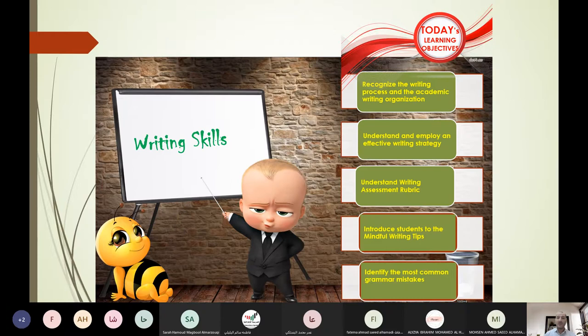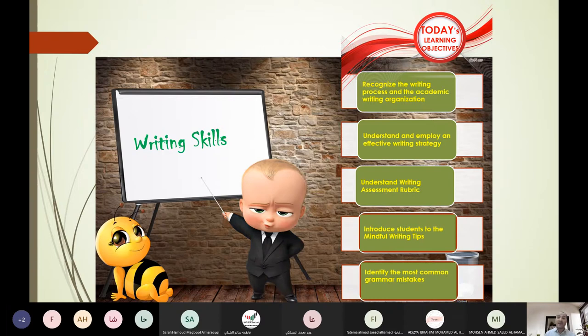First of all, what are writing skills? As you see here, we're supposed to recognize the writing process and the academic writing organization, the layout of writing. Whether you're writing a paragraph or an essay, you're supposed to be committed to a certain academic layout. We know about that. We're going to understand and employ an effective writing strategy. We're going to understand the writing assessment rubric.